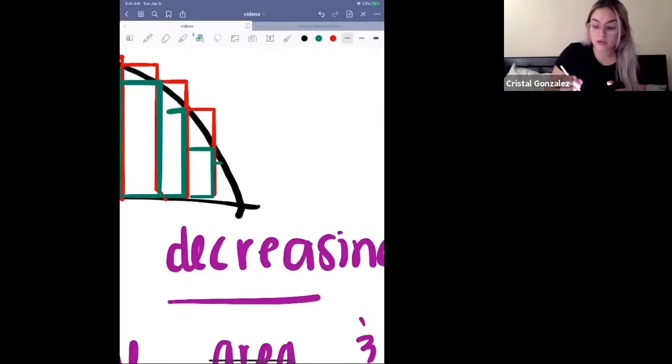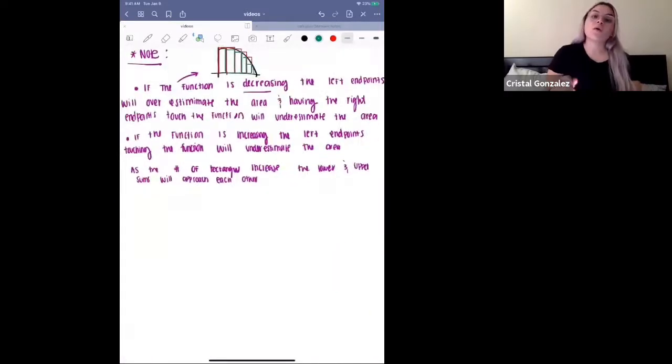And if it's increasing, it's overestimation. So if it's a decreasing function, the left endpoints will overestimate. And if we calculate the right endpoints, they'll underestimate. Vice versa for this part here if the function is increasing.